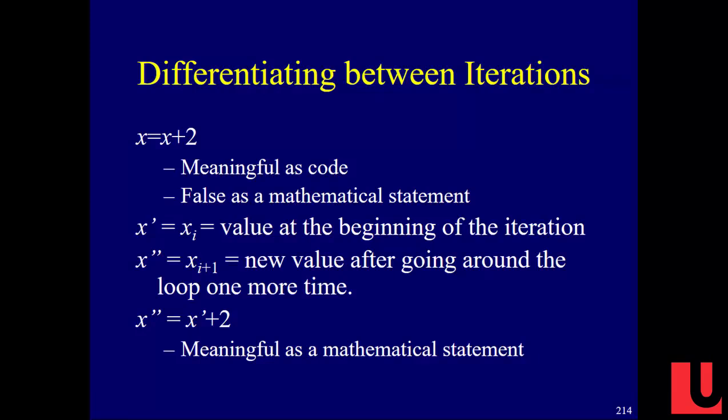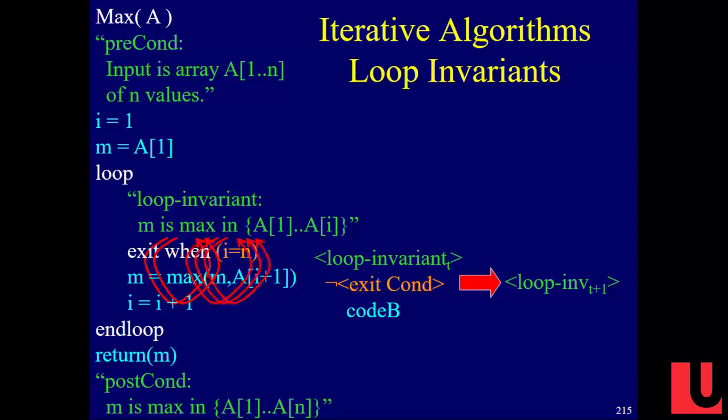Oh, this is what we talked about, differentiating between the values. In fact, this is what the slides that I couldn't find. This is the code, and so it's meaningful as code, but it's not a math statement. And what do we do as a math statement? We can say, well, let x prime or x sub I be the values at the beginning. We need to differentiate between the initial values and the new values. So you give a name to the initial values, you give a name to the new values, and then we can give the relationship between them. Everybody remember that? And I'll try to find those slides. Hopefully I haven't lost them.